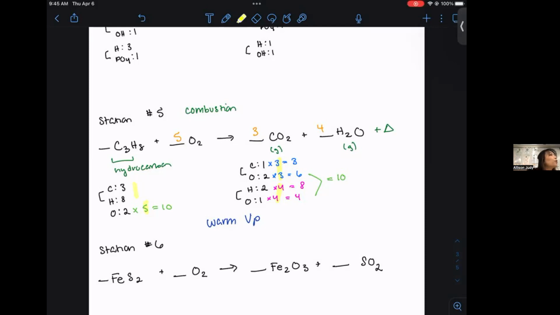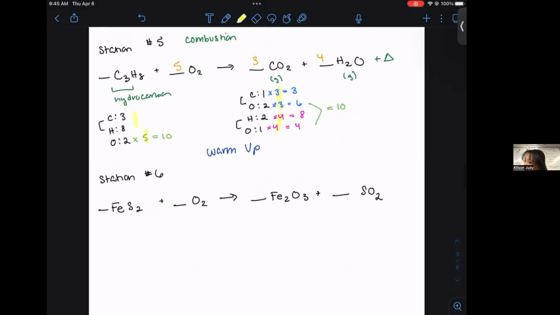1 propane or tricarbon octahydride molecule, a non-polar covalent molecule, reacts with 5 pure diatomic oxygen molecules in the gas state to produce 3 carbon dioxide gas molecules and 4 water gas molecules. That's what it translates to. That's what it means. So let's do the next one.